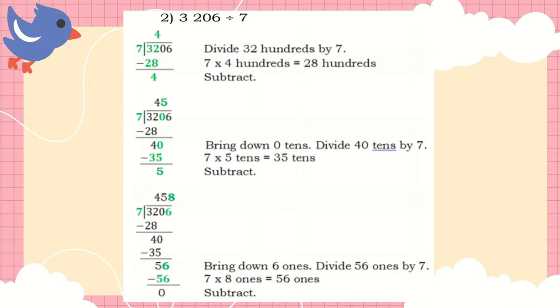Number 2, 3,206 divided by 7. Divide 32 hundreds by 7. 7 times 4 hundreds equals 28 hundreds. Then subtract. Bring down 0 tens. Divide 40 tens by 7. 7 times 5 tens equals 35 tens. And then subtract. Bring down 6 ones. Divide 56 ones by 7. 7 times 8 ones equals 56 ones. And then subtract.